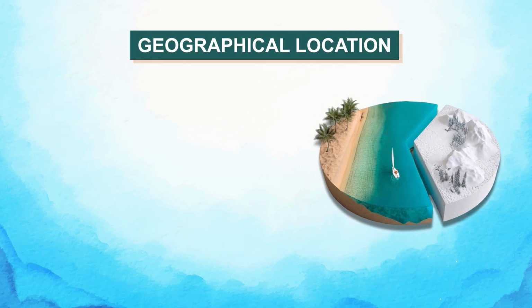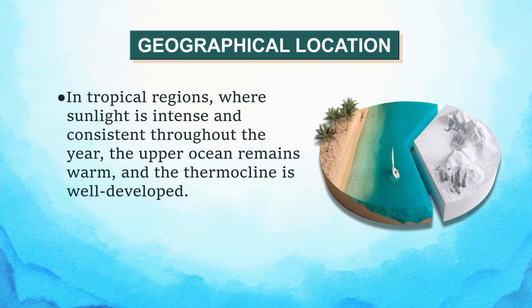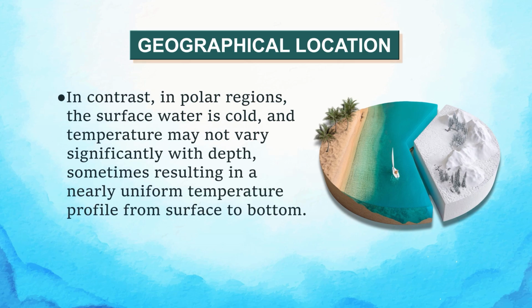Now, geographical location also has a tremendous bearing on the vertical distribution of temperature in the oceans. In tropical regions where sunlight is intense and consistent throughout the year, the upper ocean remains warm and the thermocline is well developed. In contrast, what happens in polar regions? The surface water is cold and the temperature may not vary significantly with depth, because at depth also we find cold water and the surface water is also cold. So the thermocline is not developed over here, and it results in a uniform temperature profile from surface to bottom in the polar areas.